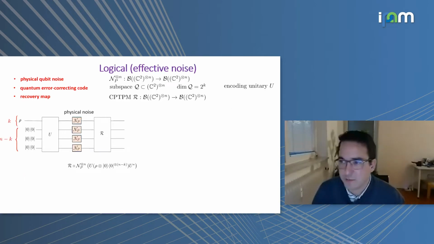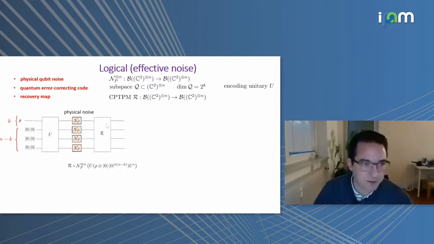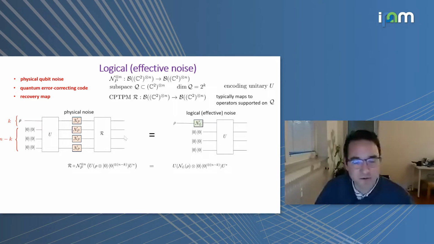We heard about this in Matthias Christandl's talk. Basically we're assuming some single qubit noise channel which acts IID on a physical qubit. To protect against this, we have a unitary encoding map on several qubits, and this defines a subspace of n qubits which encodes the state. In addition, we have a recovery map that we use to recover from this noise. Now, very often this recovery map maps you back to operators that are supported on this code space. In this case, there is a logical error operator, a CPT map, that makes this identity true.